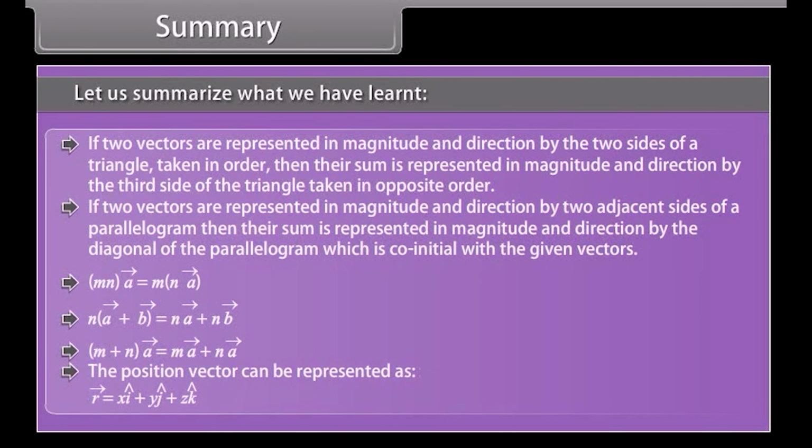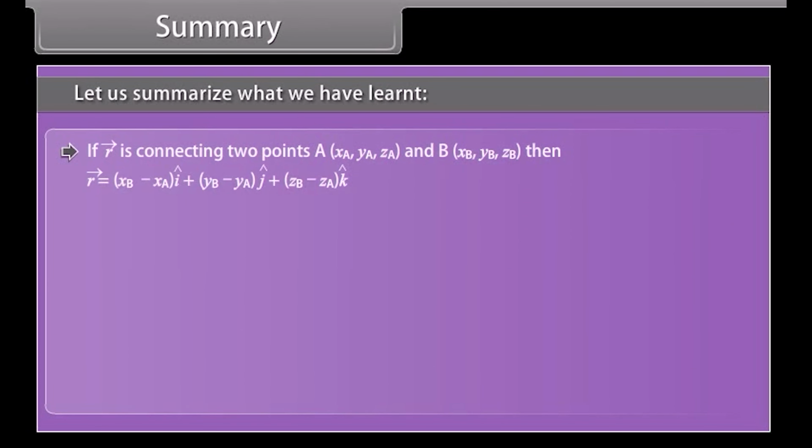The position vector can be represented as vector r equals x i cap plus y j cap plus z k cap. If vector r is connecting two points A (xa, ya, za) and B (xb, yb, zb), then vector r is equal to (xb minus xa) i cap plus (yb minus ya) j cap plus (zb minus za) k cap.